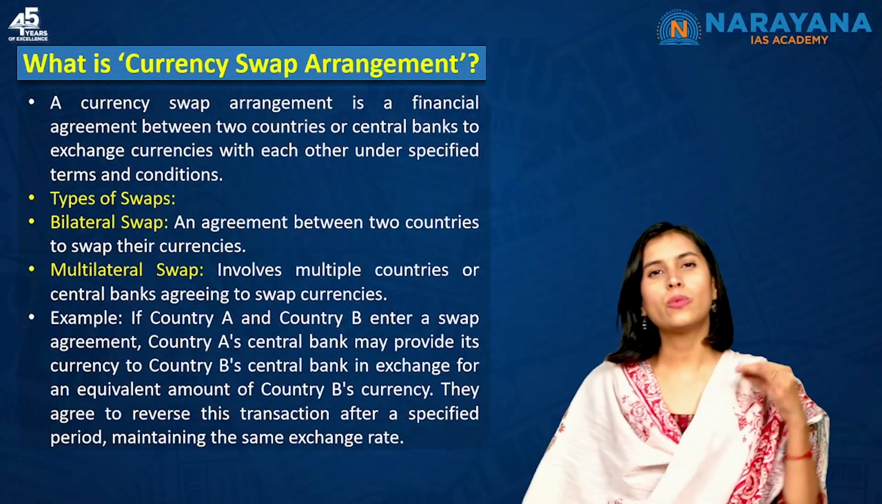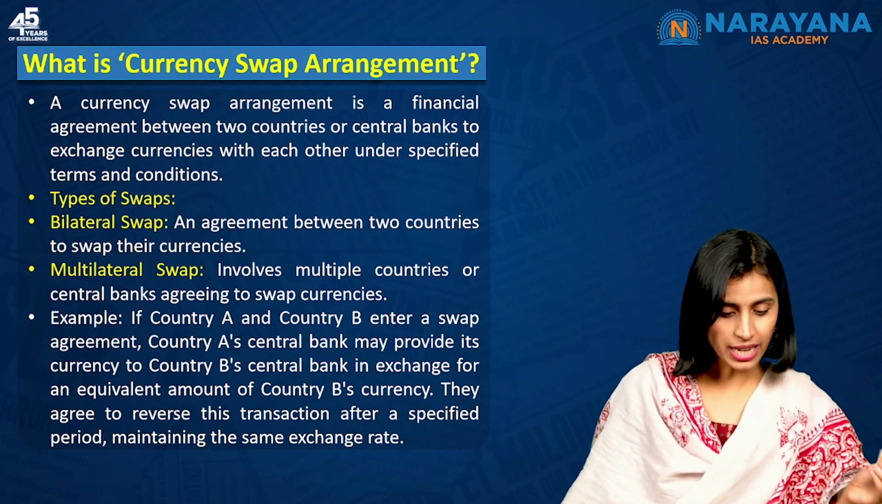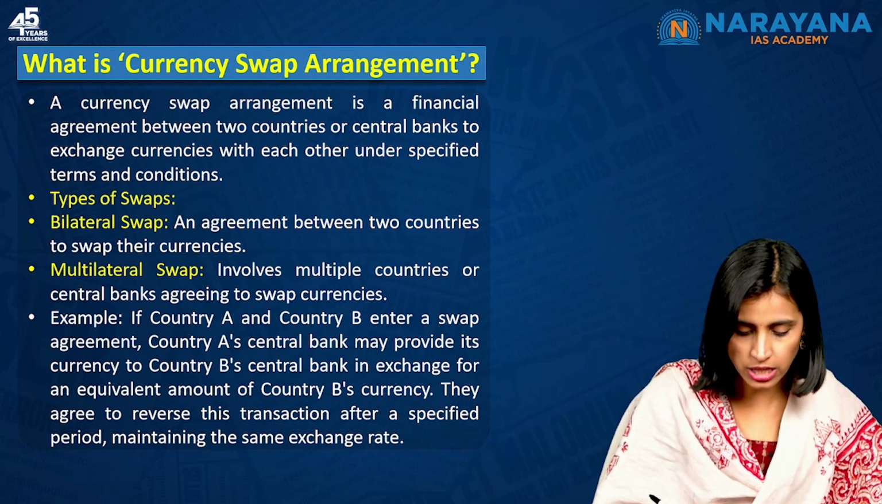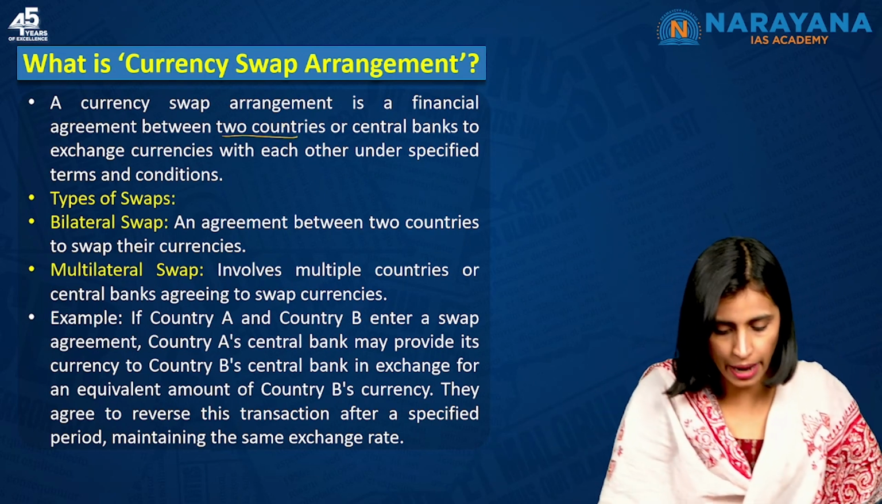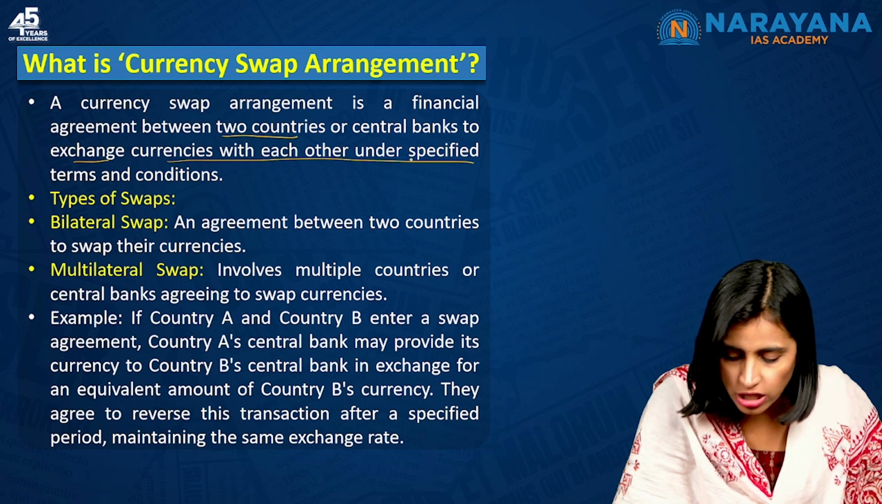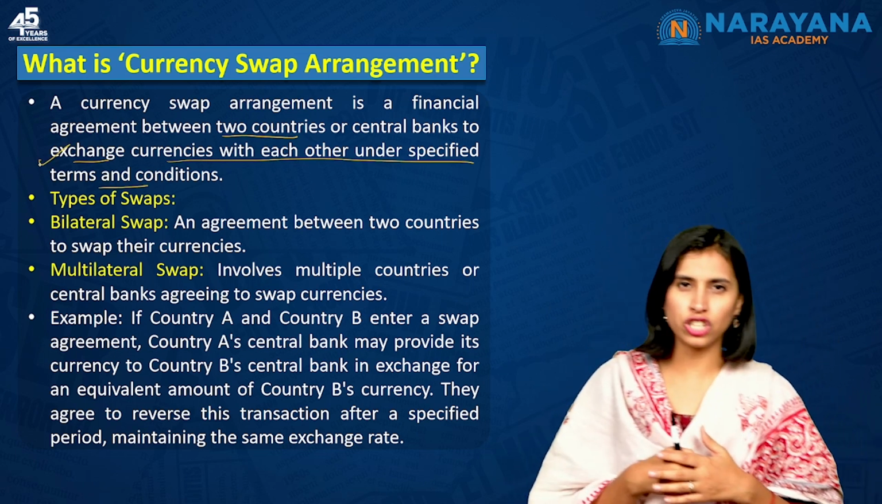Now, first we need to understand what a currency swap agreement is. It's basically an exchange agreement or financial agreement between two countries and their central banks to exchange currency with each other under certain specified terms and conditions. So the two countries are basically exchanging currency.